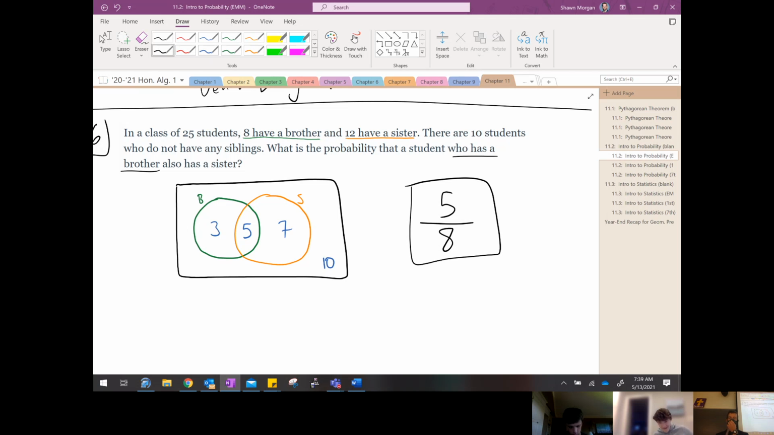What if it said, what is the probability that a student in the class has a brother but does not have a sister? We would say 3 over 25. So there are a wide variety of ways that they could word a probability question, and we want to be prepared for all of those. Any questions that you wanted to ask about the Venn diagram or about this kind of word problem?